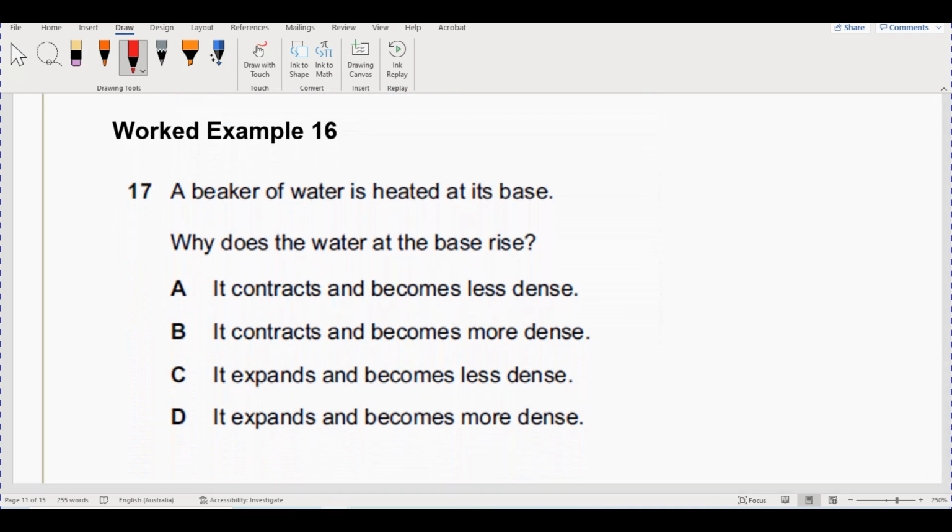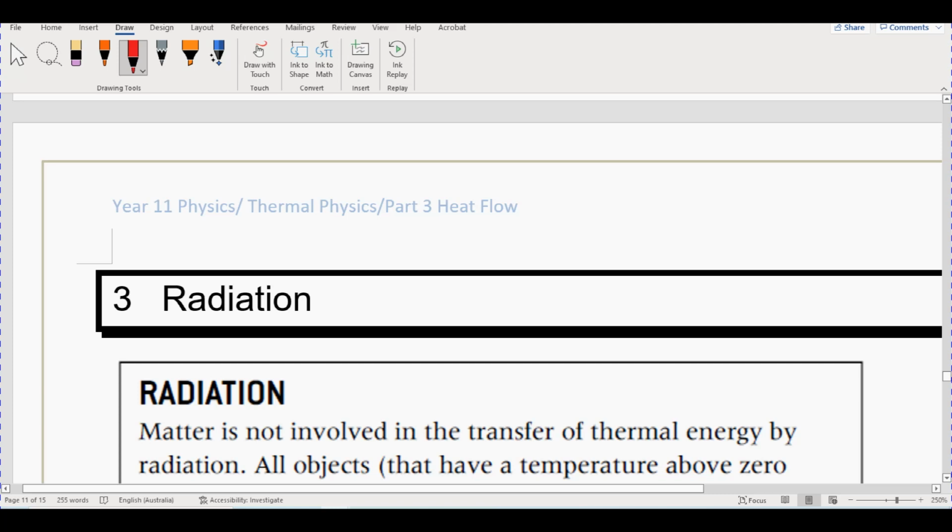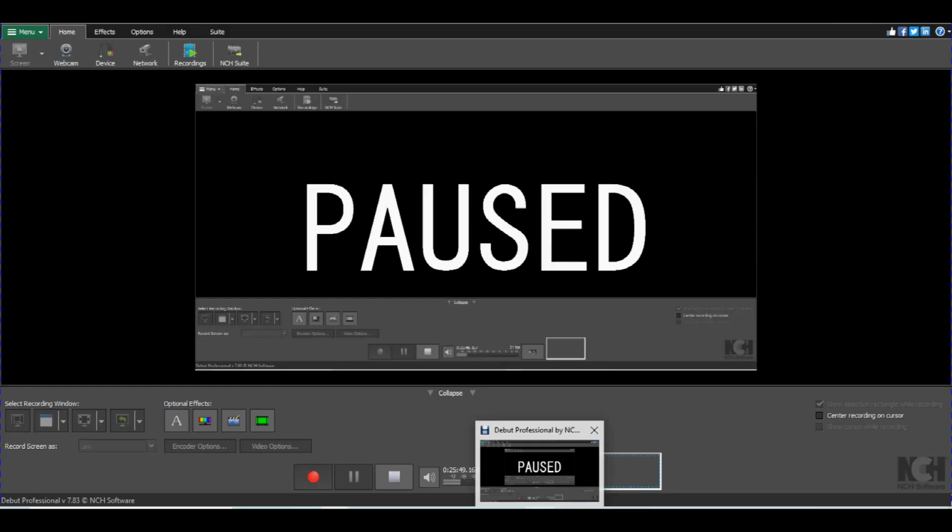A beaker of water heated at the base, so it's quite similar question. Why does the water at the base rise? Because it expands, becomes less dense. So, expands of course becomes less dense. Okay, so that's the answer for 16. So the last mode of heat transfer is radiation. I would leave that for my last video for this handout.